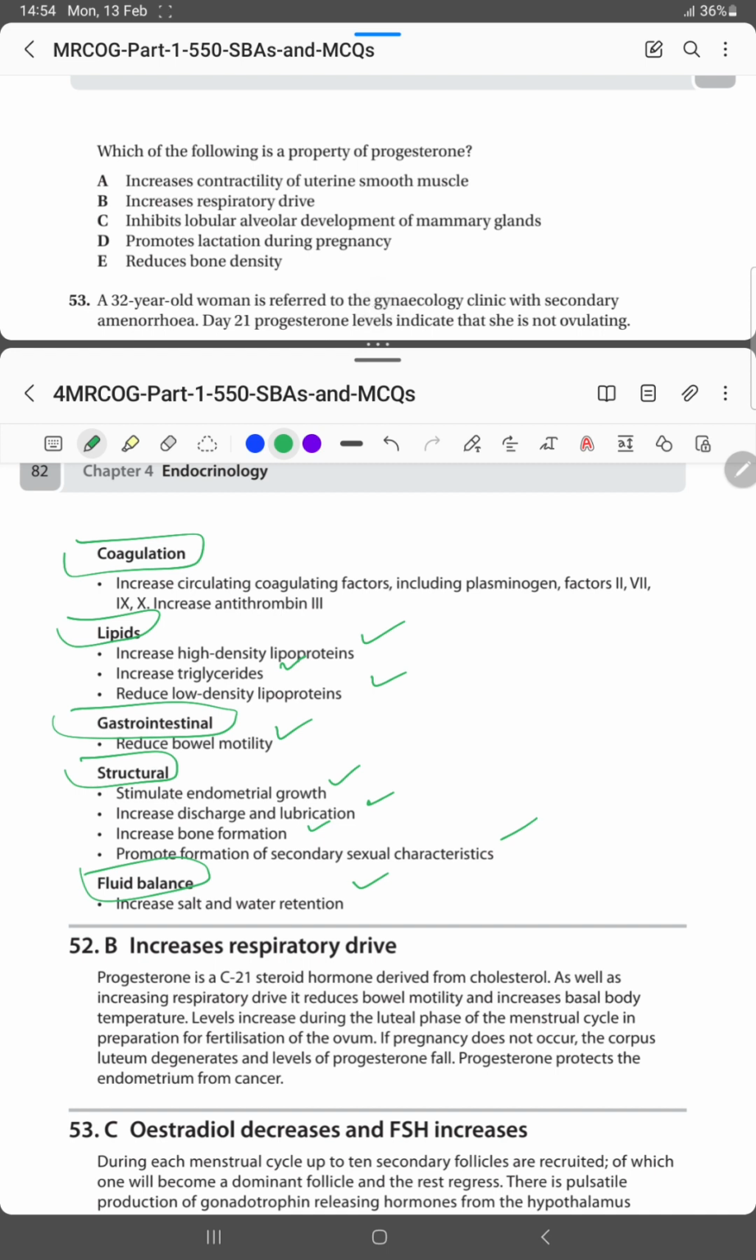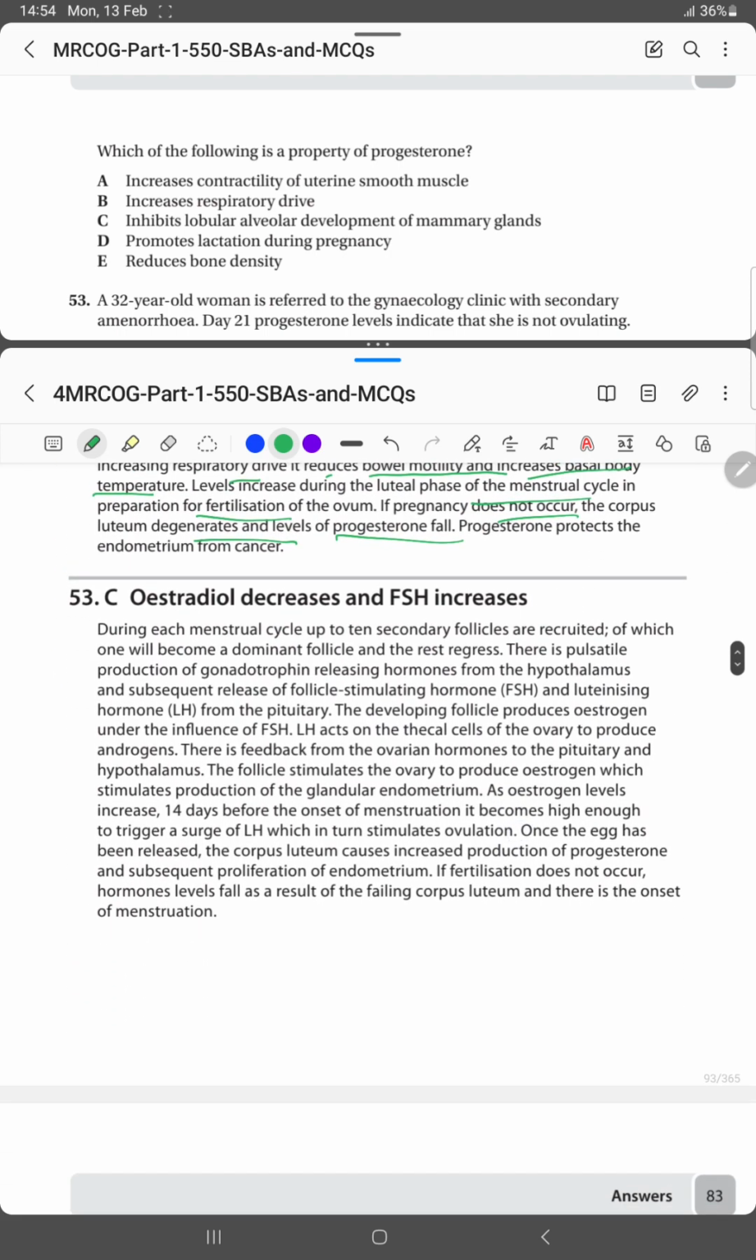Yes, that is the answer, because progesterone is a C21 steroid hormone derived from cholesterol, as well as increasing the respiratory drive. It reduces bowel motility and increases the basal body temperature. Levels increase during the luteal phase of the menstrual cycle in preparation for fertilization of the ovum. If pregnancy does not occur, the corpus luteum degenerates, and the levels of progesterone fall. Progesterone protects the endometrium from cancer.